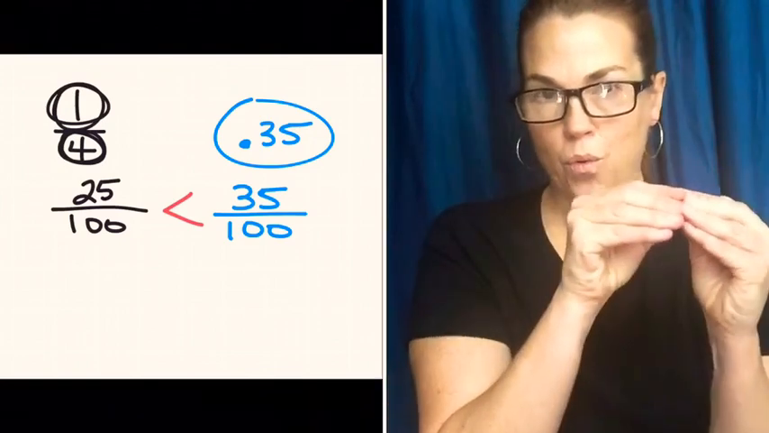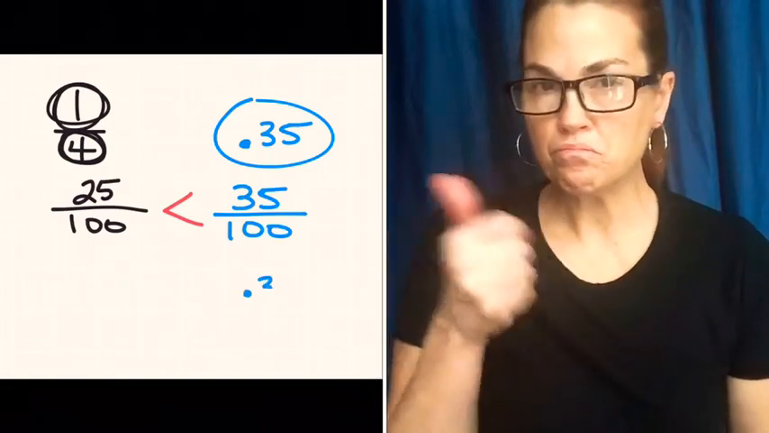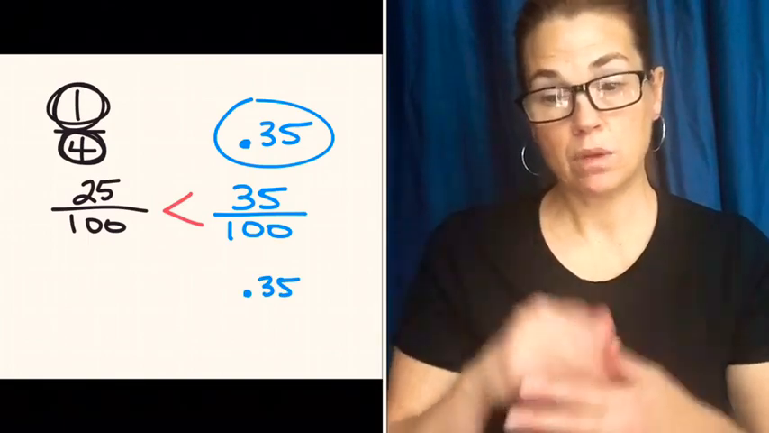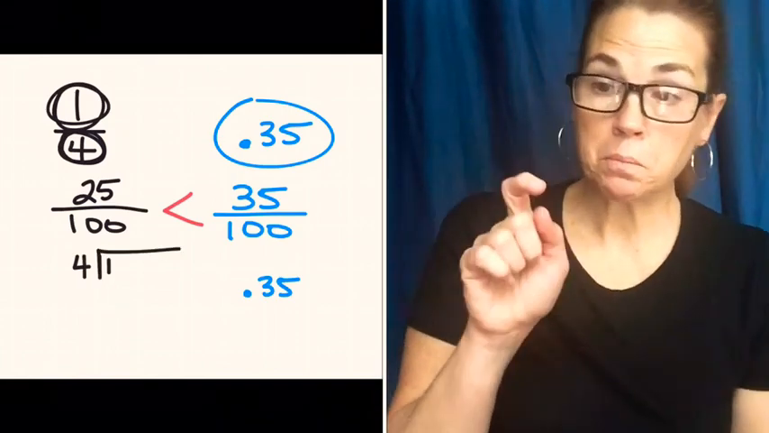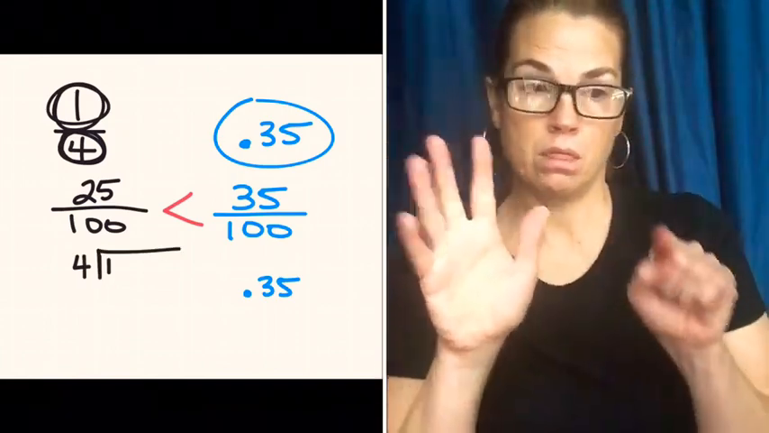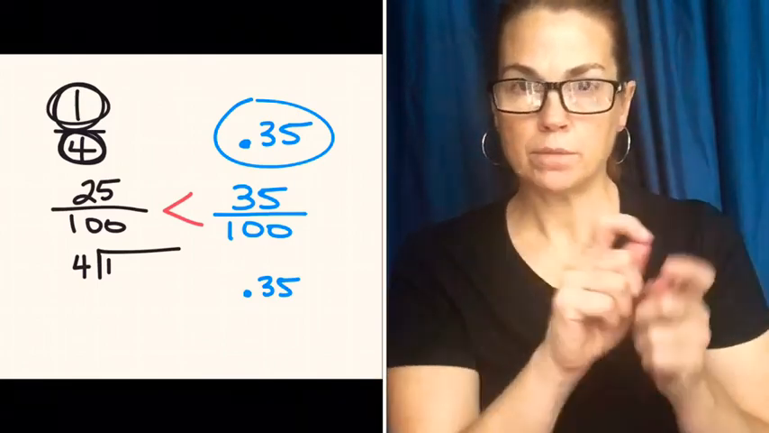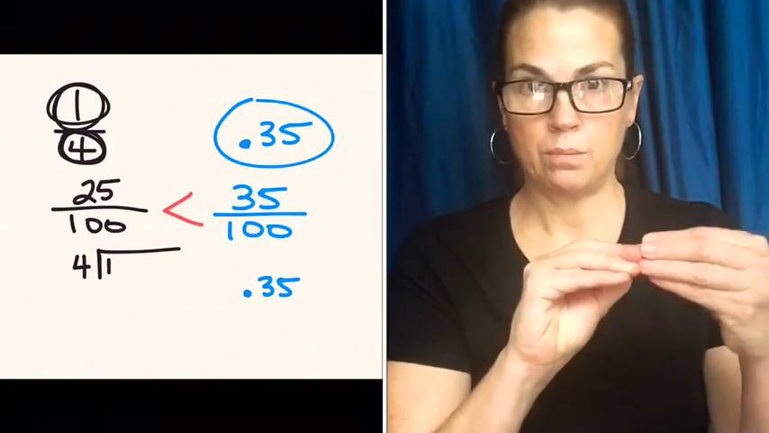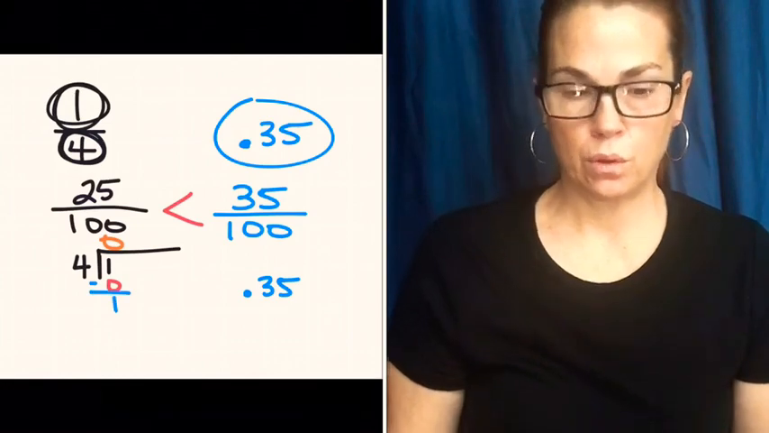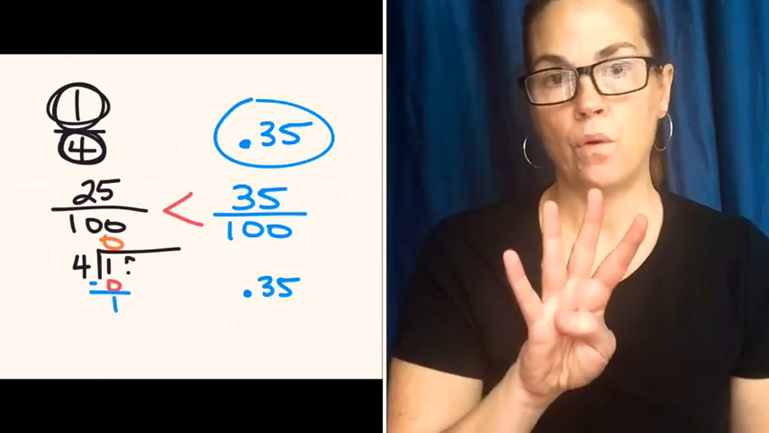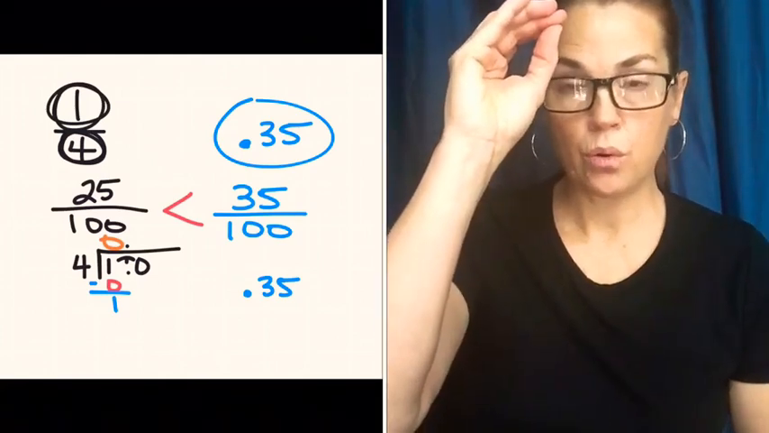One other option would have been to change my fraction to a decimal. So I would keep 0.35 or 35 hundredths, and now instead I would change my fraction of 1/4 into a decimal. And when I did that, I would find that I can make no groups of 4 from 1. 4 times 0 is 0. 1 minus 0 is 1. Add a decimal, push it to the top. Add a 0, and bring that 0 down.